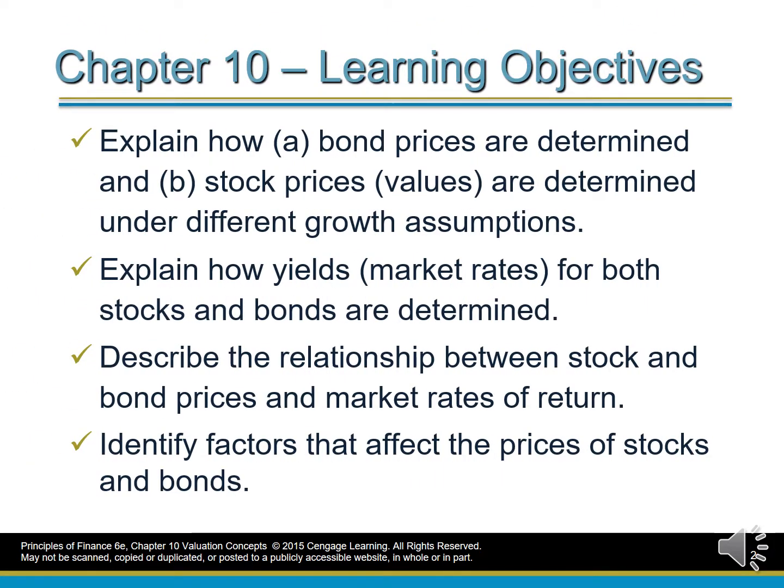Learning Objectives. Explain how bond prices are determined and how stock prices or values are determined under different growth assumptions. Explain how yields or market rates for both stocks and bonds are determined. Describe the relationship between stock and bond prices and the market rate of return. Identify factors that affect the price of stocks and bonds.